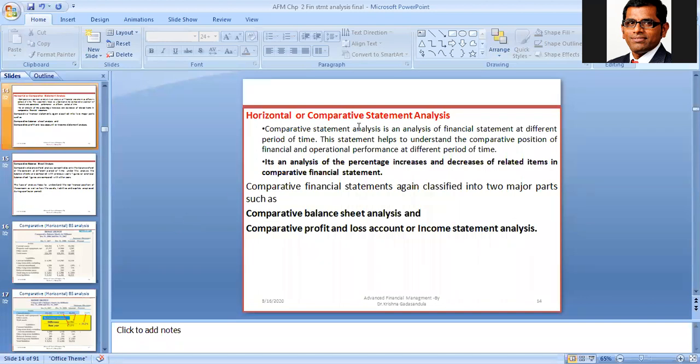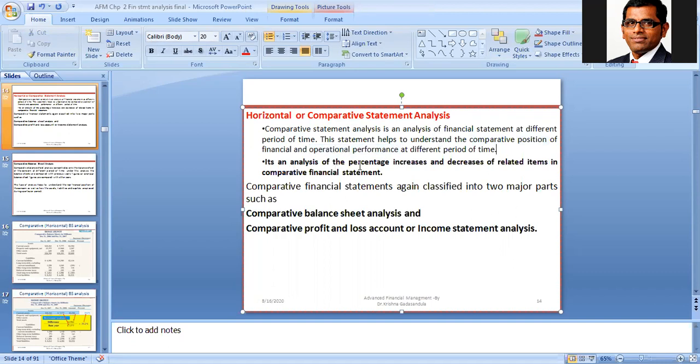Horizontal or comparative statement analysis is an analysis of financial statements at different periods of time. This statement helps to understand the comparative position of financial and operational performance at different time periods. How assets are, how sales compare to the previous year and this year's sales, how much percentage increase or decrease. Like this, we can see the comparative position and the operational performance of different time periods.